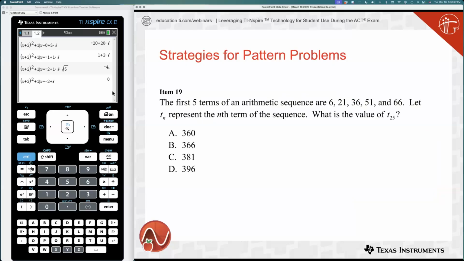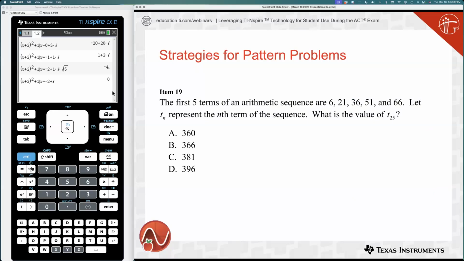All right. Our next one is pattern problems. So I'm going to go ahead and read this question out loud. The first 5 terms of an arithmetic sequence are 6, 21, 36, 51, and 66. Let t sub n represent the nth term of the sequence. What's the value of t sub 25?